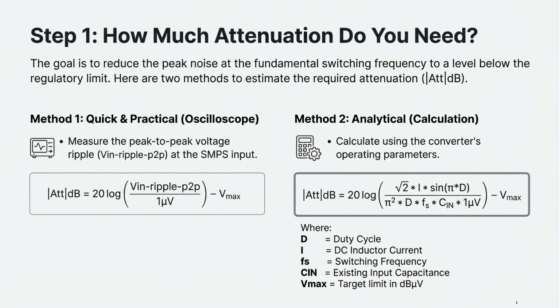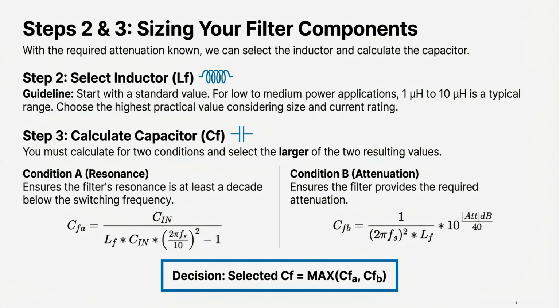Step 1 is quantifying the required attenuation to reduce peak noise below the regulatory limit. This can be estimated using a quick practical oscilloscope method or a detailed analytical calculation. Steps 2 and 3 involve sizing the filter components. Start with a practical inductor value, LF, then calculate the required capacitor, CF, based on resonance and attenuation conditions, taking the larger of the two values.